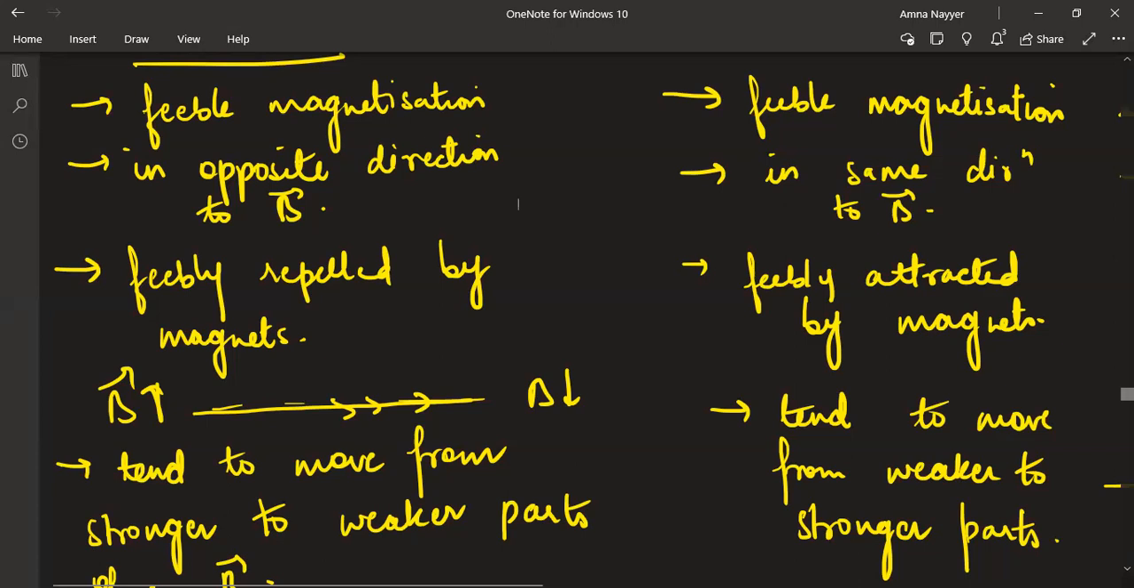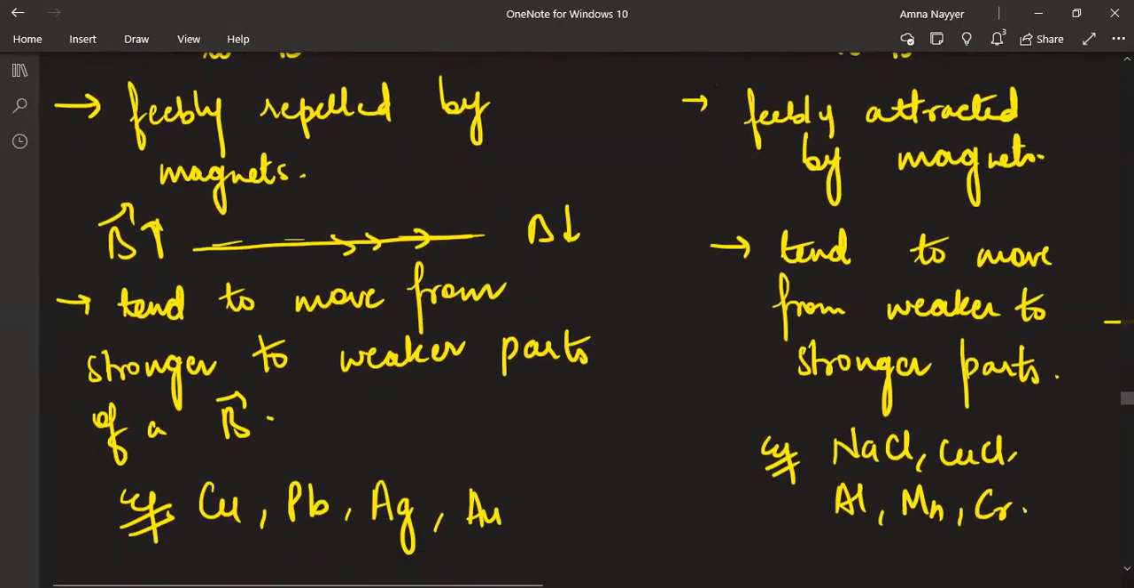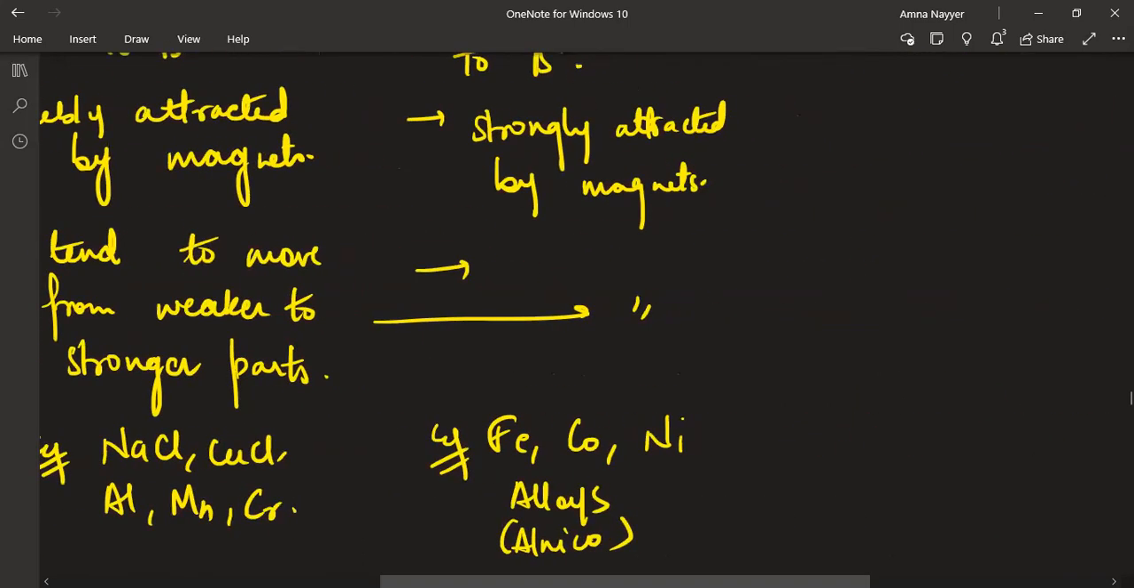Then some examples you can remember. In the class I also mentioned some examples. For diamagnetic it will be bismuth, copper, lead, silver, gold, sodium chloride. For paramagnetic you have aluminium, calcium, oxygen, copper chloride. Sodium chloride should come in diamagnetic though. And for ferromagnetic, all the alloys like alnico. Alnico is one alloy made up of aluminium, nickel, and cobalt.